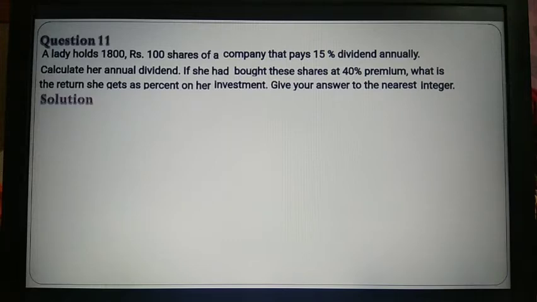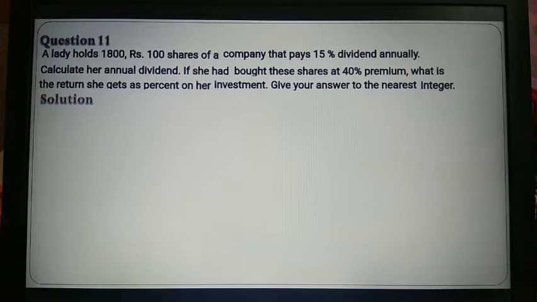So the question says, a lady holds 1800 rupees 100 shares of a company. That means this is my number of shares, this is my nominal value, and 15% is the rate of dividend. So you need to calculate the annual dividend.